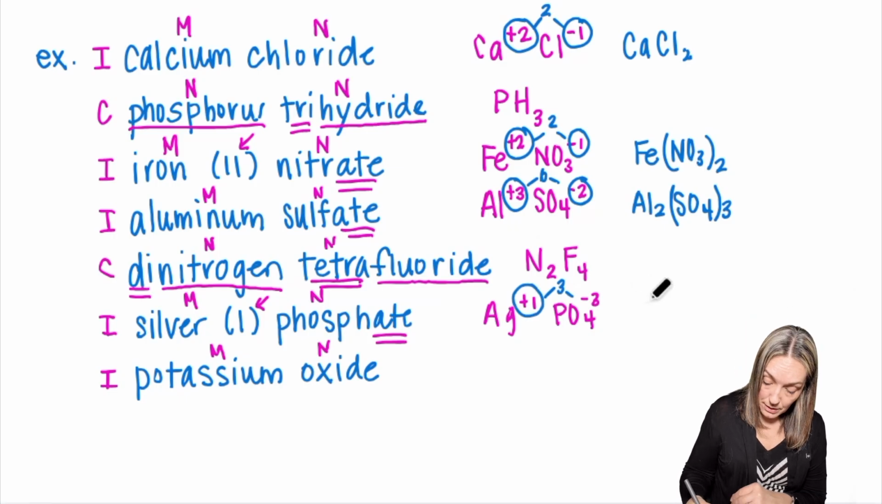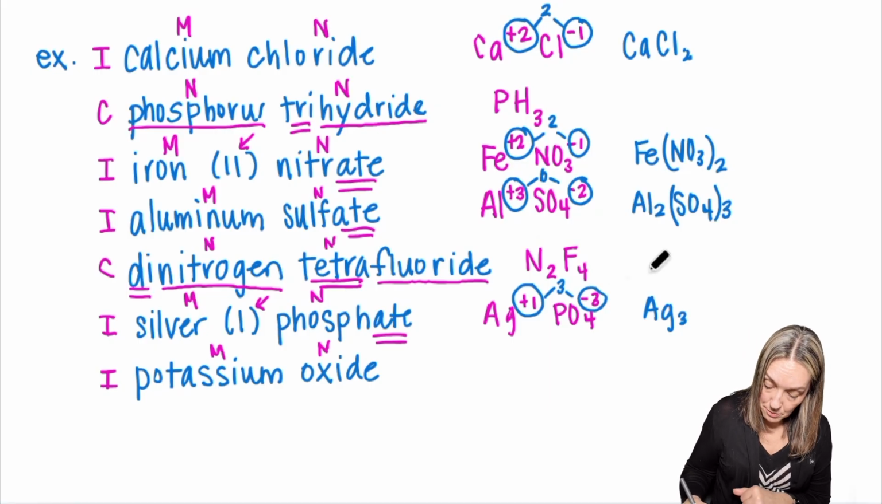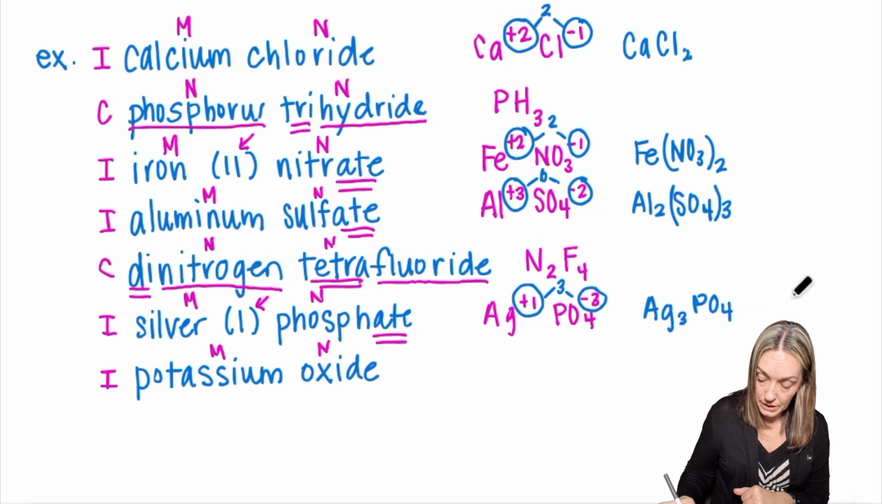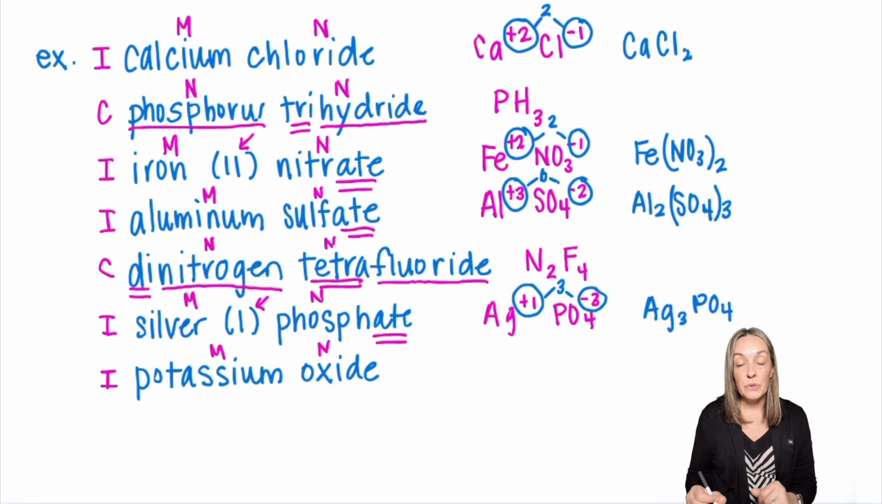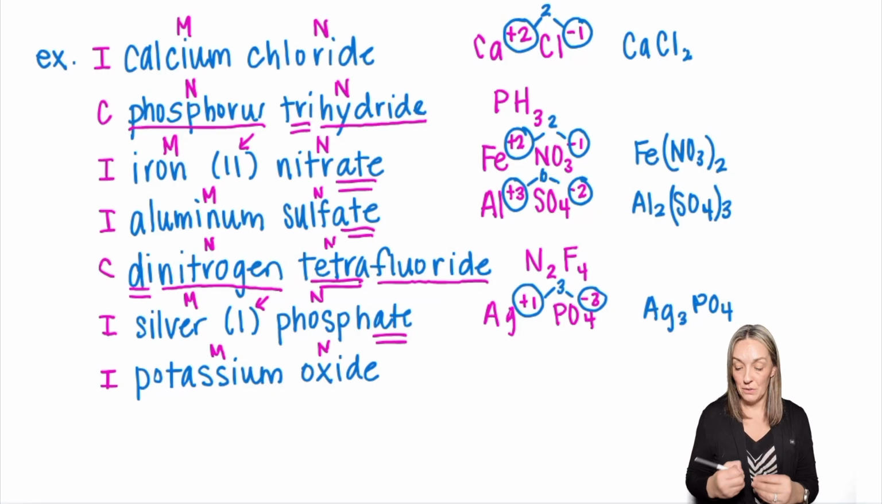I'm going to have to multiply my silver by 3. So I'll need 3 silvers. And I'm going to have to multiply my phosphate by just 1. That means that I only need 1 of them. Because there's only one of the polyatomic, you do not have to put that polyatomic in parentheses. Ag3PO4 is the correct formula.